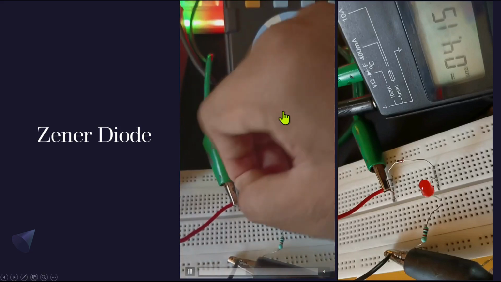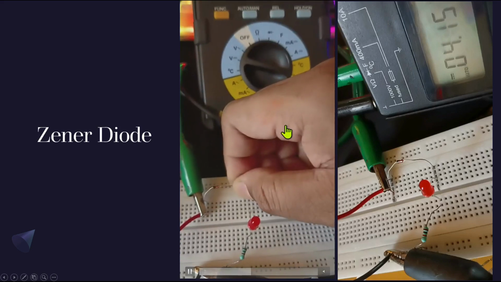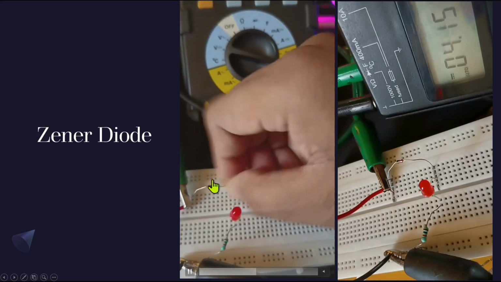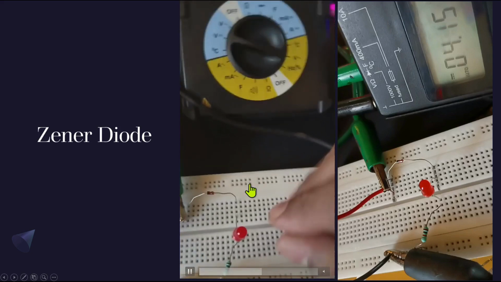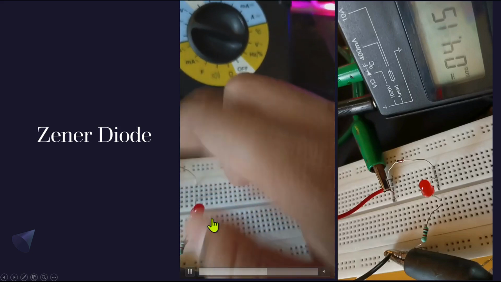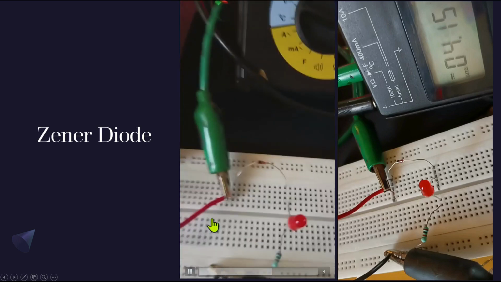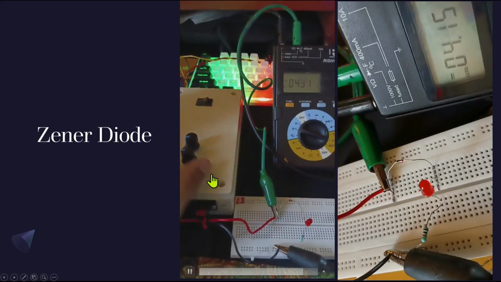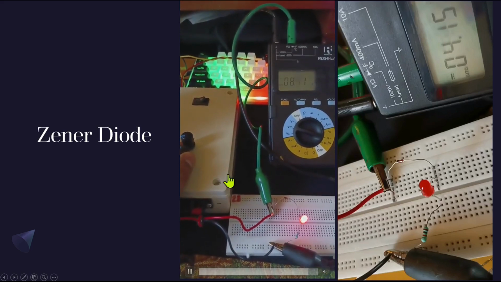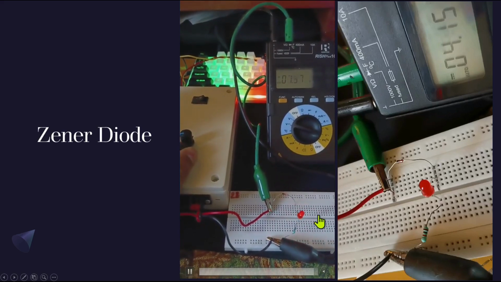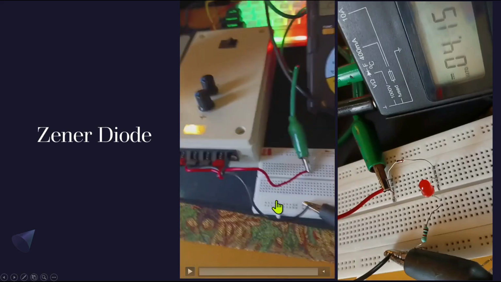Now when we change the position of the diode, there is no movement of charges and the LED is off. And at the same time, if we increase the reverse bias voltage, there will be current movement. So as you can see here, the current is increasing.